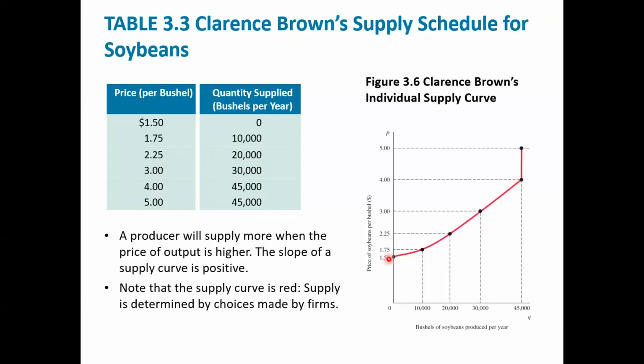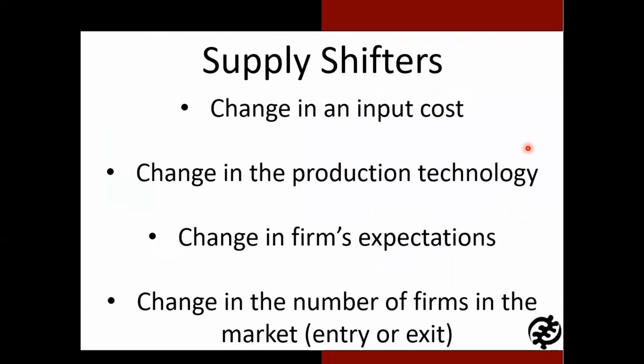But notice supply curves generally go up and to the right. What shifts a supply curve? I didn't like the way your textbook did this, so I deliberately built this slide. A change in an input cost. So if you are a hamburger maker, let's say you're Red Robin or McDonald's, a change in beef prices would shift your supply curve. If beef prices went up, it would shift your supply curve up or to the left.